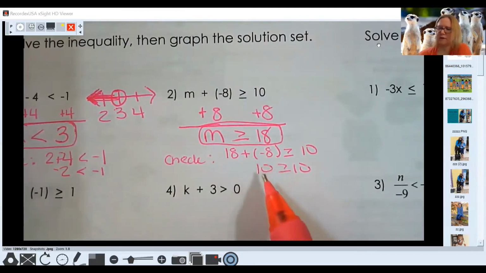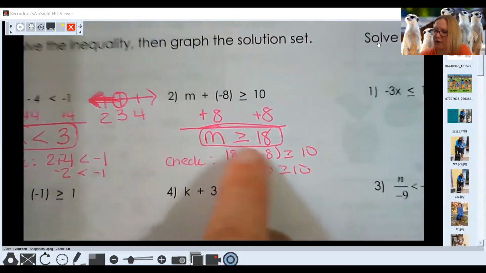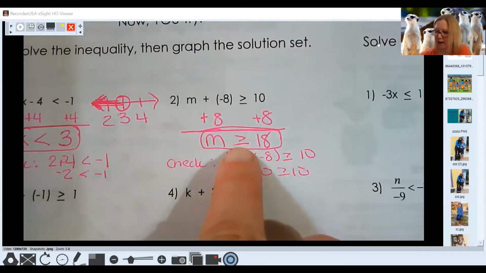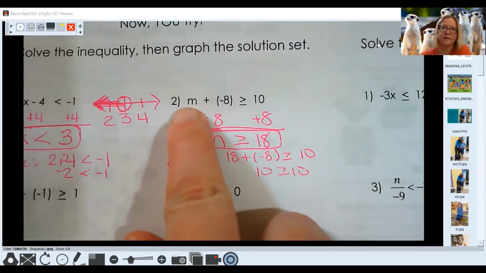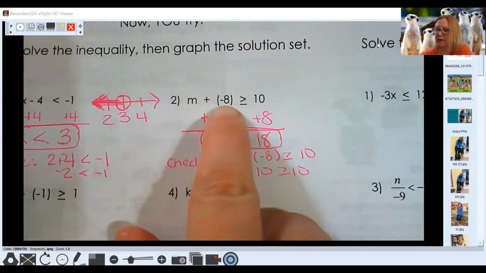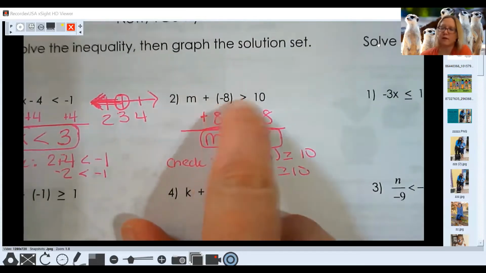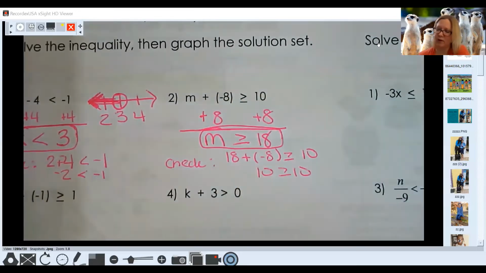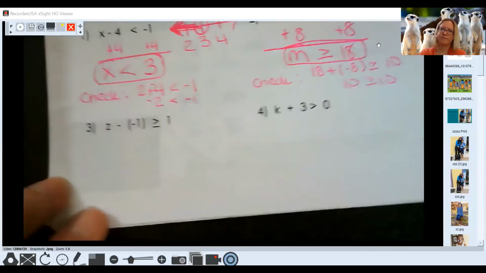So let's say I also picked, let's see, what's another value greater than 18? 20. Okay. If I put 20 up here in place of m, 20 plus -8 is going to give me 12, and 12 is also greater than or equal to 10. Okay. All right. Number 3.